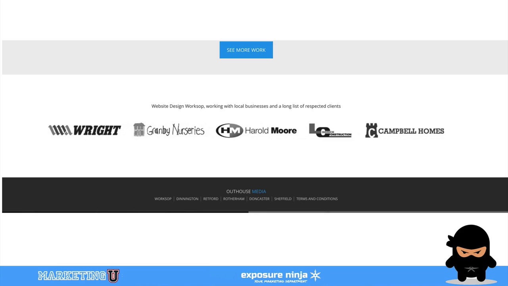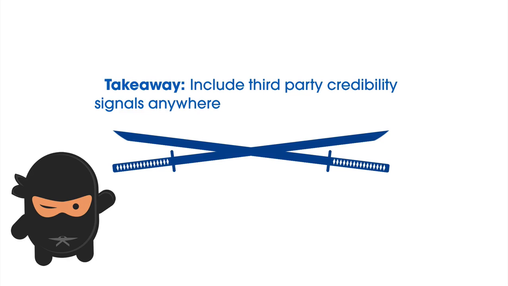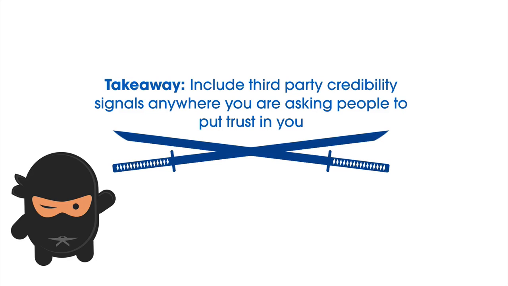Nobody wants to be the first one into the restaurant. Nobody wants to be the first one into the nightclub. Not a cool place to be. So it's better to show that someone's using you than show that nobody's using you. So the takeaway: include third-party credibility signals anywhere you are asking people to put trust in you.